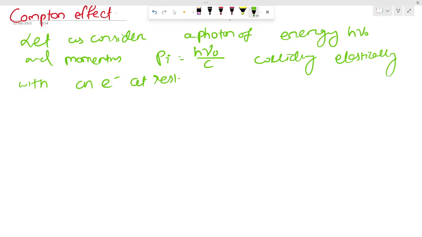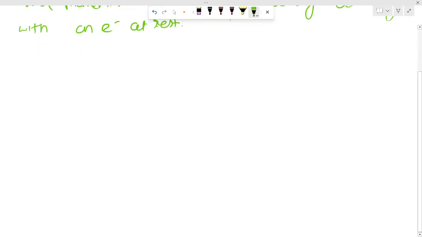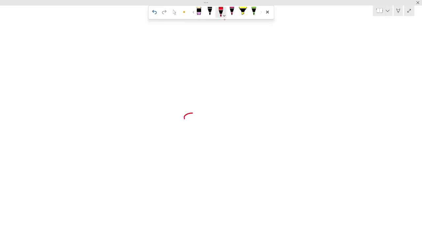Let me draw the case for you, how the photon is elastically colliding with a free electron. Here is my free electron, and in the x direction I have my photon, having energy h nu naught and initial momentum P initial.